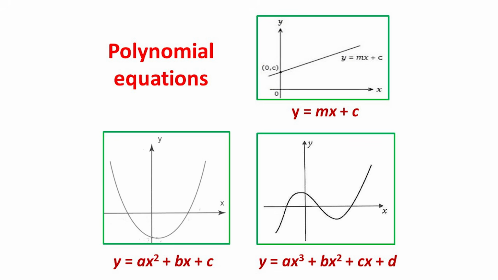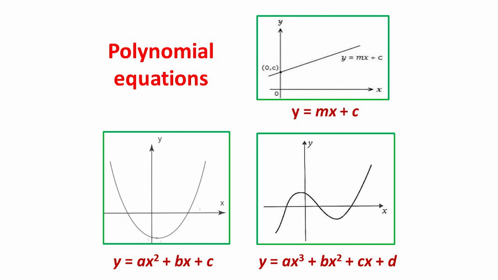Many important curves have equations of the form y equals a polynomial in x. Polynomials are obtained by adding multiples of powers of x. For example, as we've seen, straight lines correspond to linear equations of the form y equals mx plus c. For quadratic equations, those with an x squared term, the equation y equals ax squared plus bx plus c represents a parabola, which is cup-shaped if a is positive, and the other way up if a is negative.